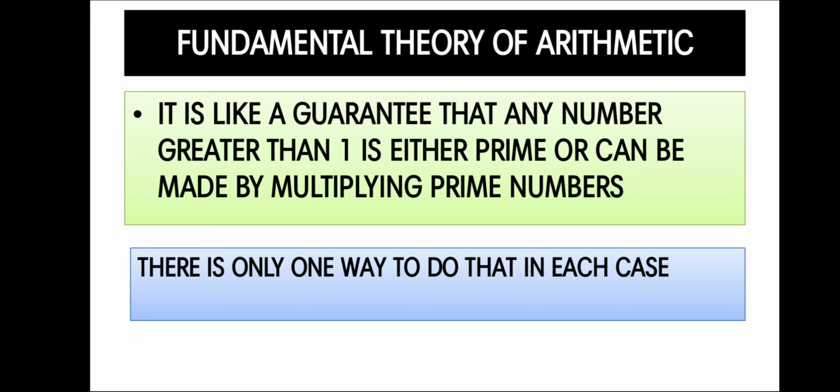It is like a guarantee that any number greater than 1 should be either prime or can be made by multiplying prime numbers. Either it should be prime or it should be a product of prime numbers. And there is only one way to do that in each case. Let's see what this is.